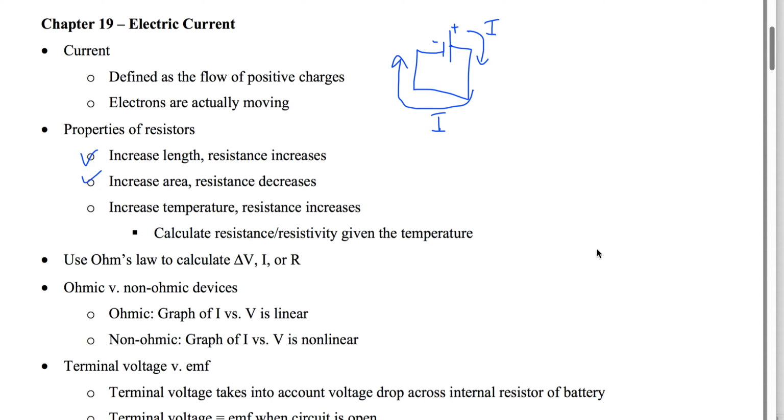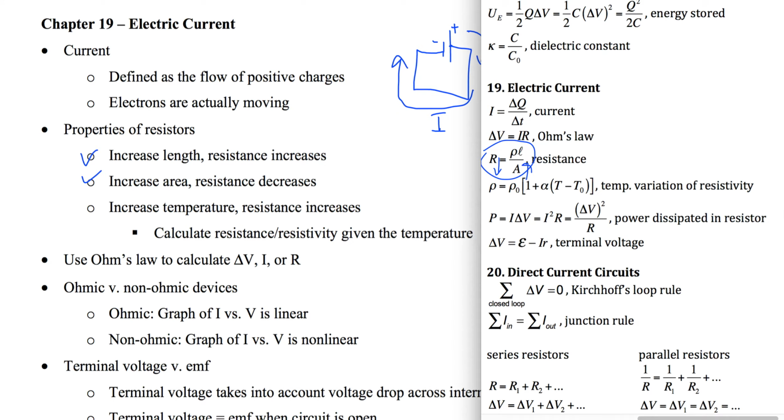So this would likely be a conceptual question, such as what happens if you double length or double area. Remember that the area of the resistor, we're taking it to be a circle, so the area is equal to pi r squared. So if you double the radius, it actually quadruples the area.